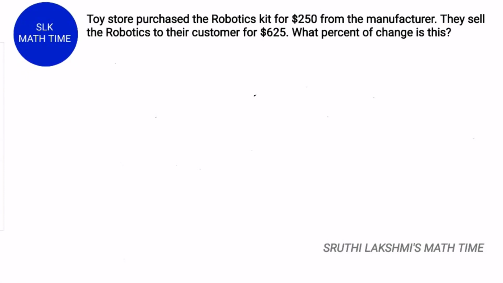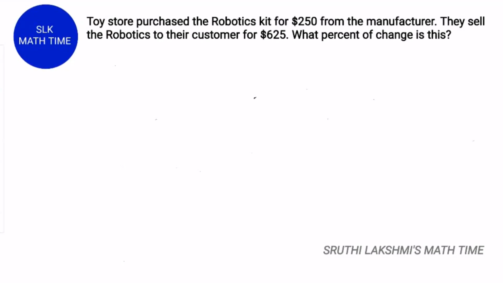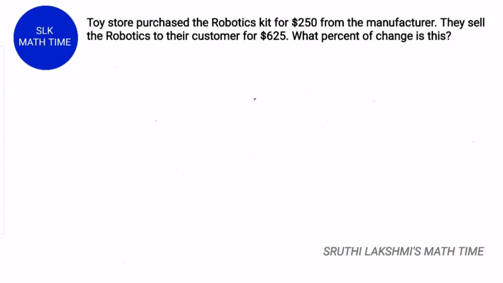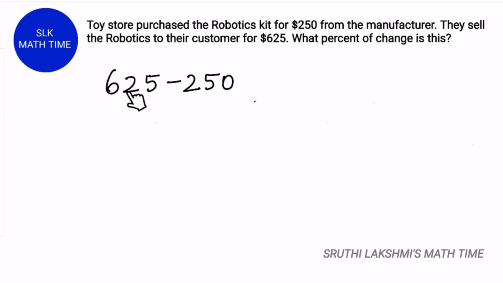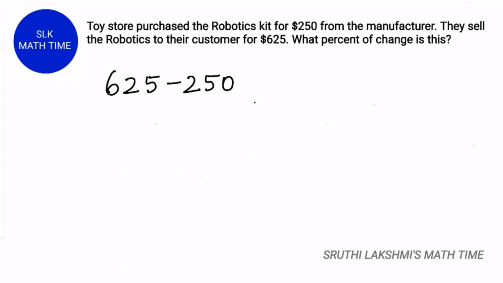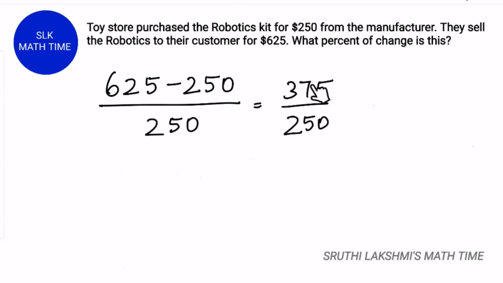A toy store purchased a robotics kit for $250 from the manufacturer. They sold the robotics kit to their customer for $625. What percent of change is this? We have to first find whether it's percent increase or percent decrease. Here, they purchased the robotics kit for $250 from the manufacturer, and they sold it for $625. So it's percent increase. And always remember that we have to subtract the smaller number from the bigger number. So it's 625 minus 250 by the original amount, which is 250. So 625 minus 250 is 375 by 250.